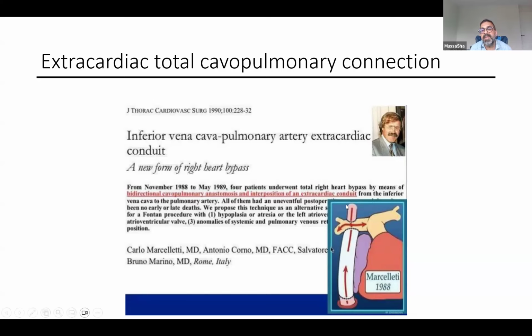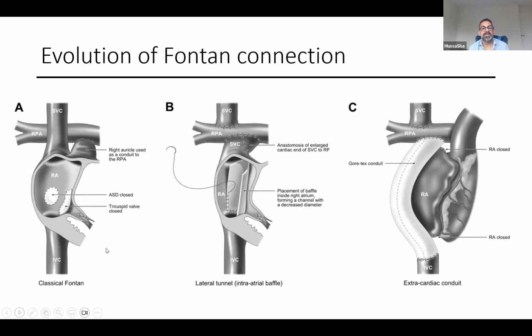And if you combine that with a bidirectional Glenn operation, then you have all of the systemic venous return being directed to the lungs. And if you want to create a fenestration that we discussed earlier, what you do is make a hole in the Fontan tube and anastomose that to the atrium. So that's the operation as it is today. All right. So again, I'll just go through that for you.